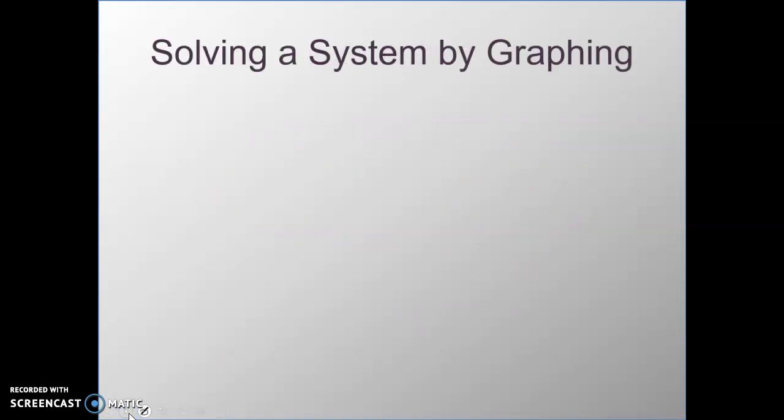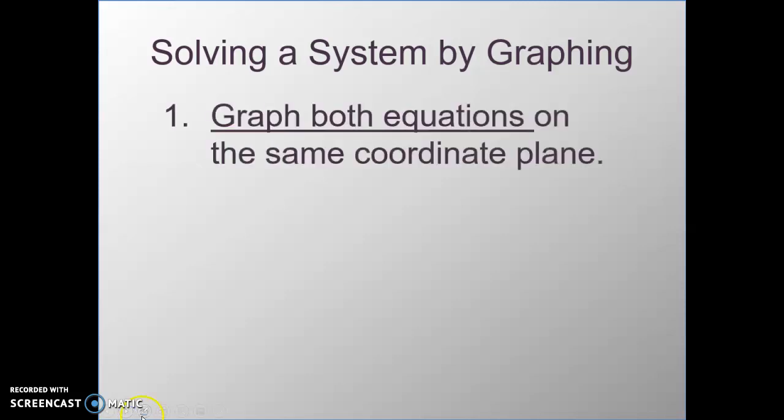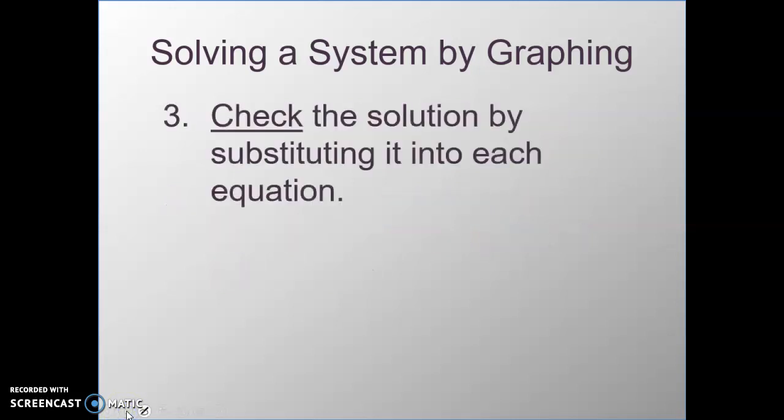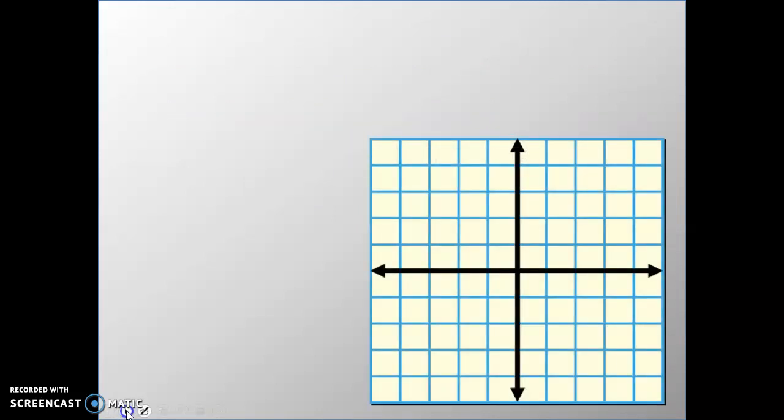Now, we could just plug and chug lots of numbers until we eventually find the one that works for both, but graphing allows us to find the solution without having to plug and chug a bunch of different possible answers. So the way that we solve a system by graphing is first to graph both equations on the same coordinate plane after we've put it into y equals mx plus b form. Then we'll identify the solution, which is the coordinates of the point of intersection. Like in the first graph that we did, the intersection was at 3, 2. That's our solution. We'll then check the solution by substituting it into each equation. We'll go back and plug and chug and make sure we did all of the steps correctly.